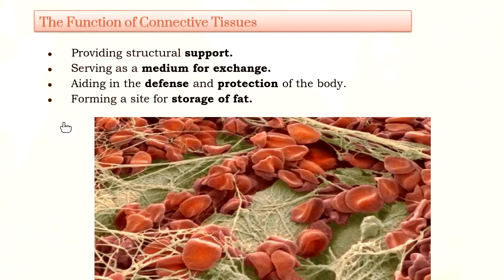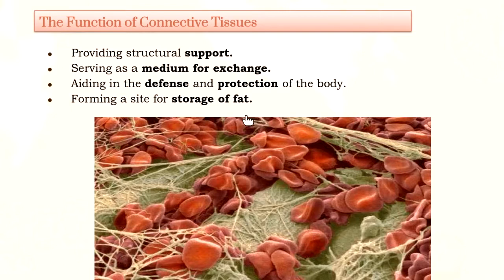Fourth, forming a site for storage of fat. This is another major function. The connective tissue provides a site for storage of fat, which is nothing but the energy in the form of fat. So these are the main basic four functions of connective tissue, that is support, acting as an exchange medium, third is the defense and protection, and fourth is the storage of fat.